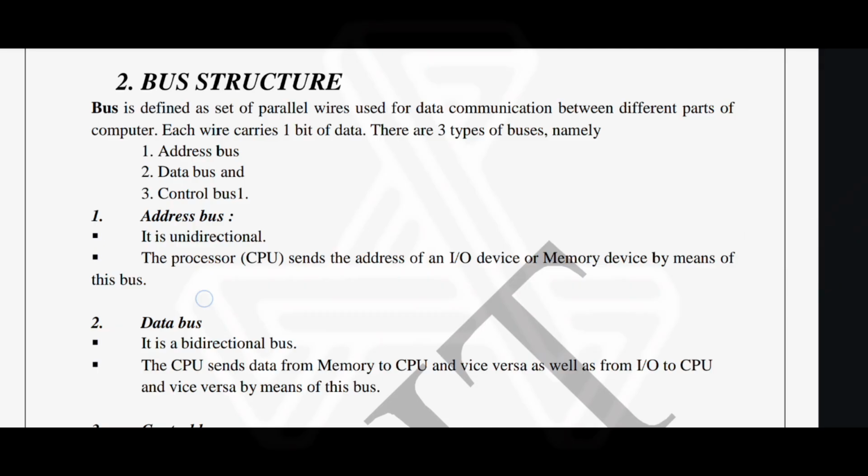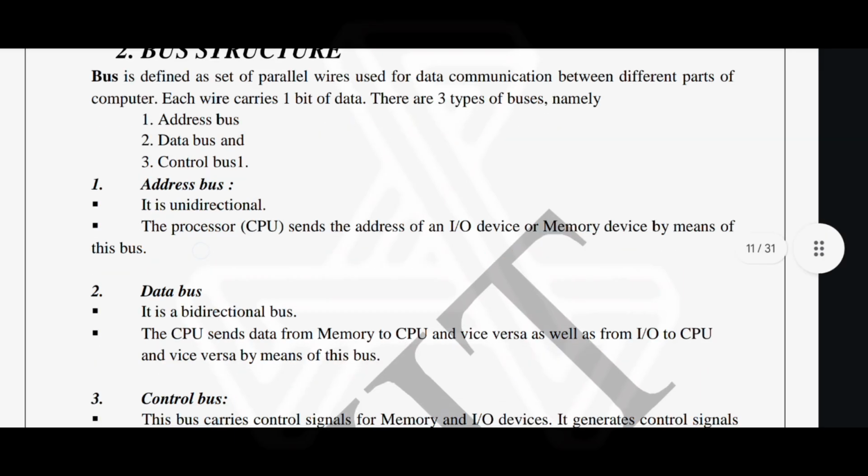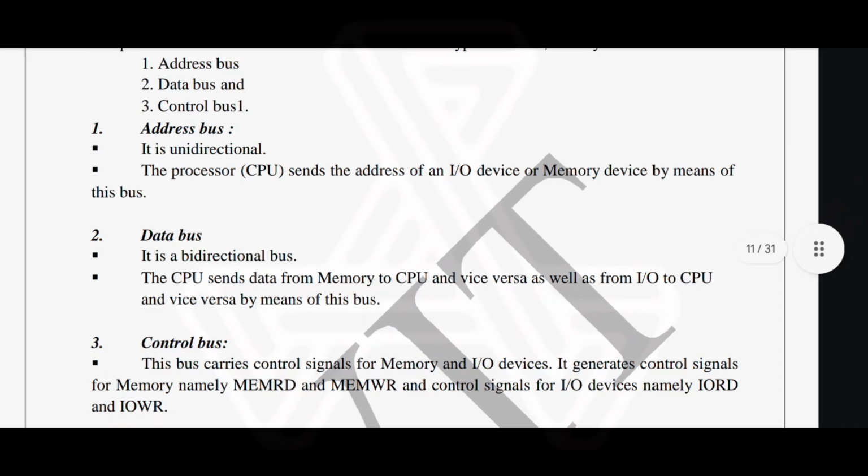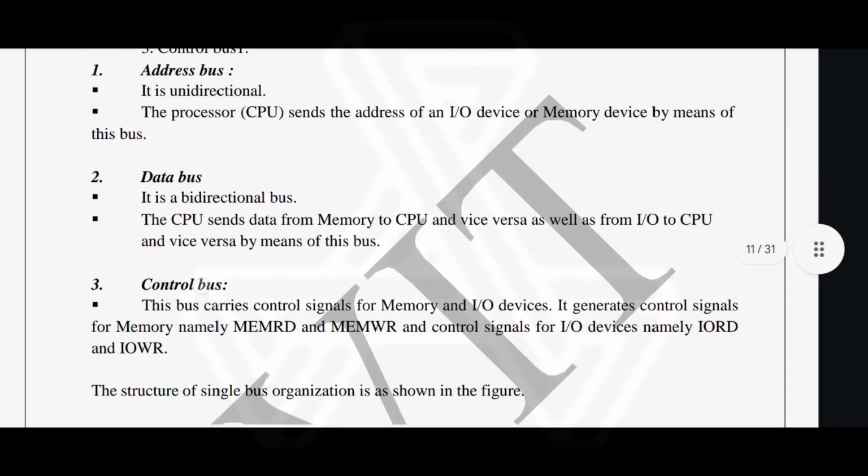Bus structure. Bus is defined as a set of parallel wires used for data communication between different parts of the computer. Each wire carries one bit of data. There are three types of buses, namely address bus, data bus, and control bus. Address bus is unidirectional. The processor CPU sends the address of an IO device or memory device by means of the bus.